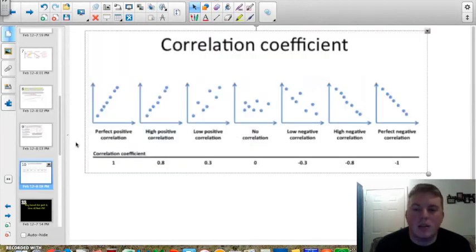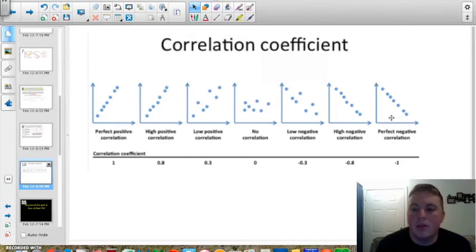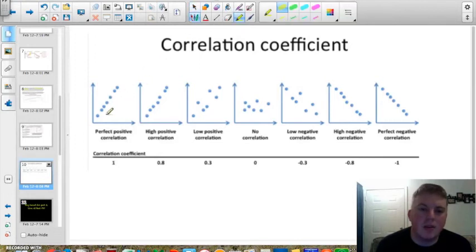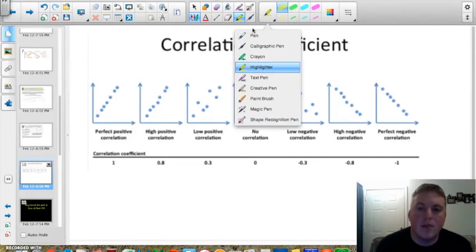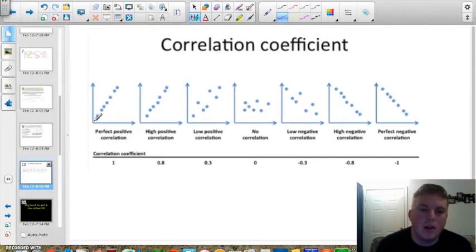So looking at this chart, we are going from a perfect positive correlation with a correlation coefficient of 1 to a perfect negative correlation of -1. Now you can see for the perfect correlations, these make almost an exact perfect line. If we were to draw a line through these, we would be able to go through every single dot if I could draw a straight line. The same with the perfect negative correlation.